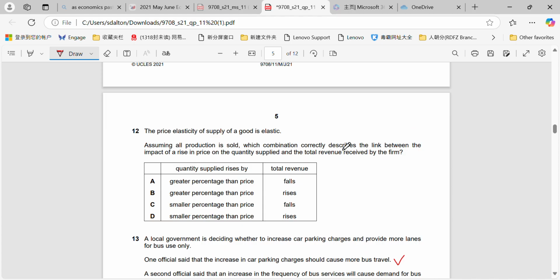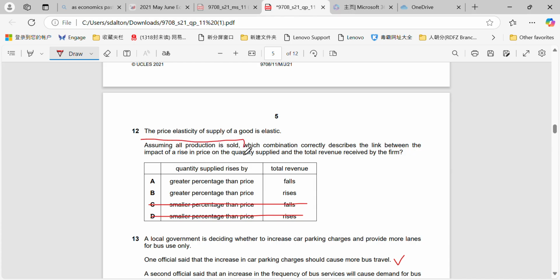Okay, PES of a good is elastic, assuming that all the production is sold. Which combination correctly describes the link between the impact of a rise in price on the quantity supplied and the total revenue received? Okay, first of all, if it's elastic, there's going to be a greater percentage change in quantity supplied than in price. Remember, the formula is the percentage change in QS divided by the percentage change in price. So if it's elastic, the quantity supplied will always change by more than price.